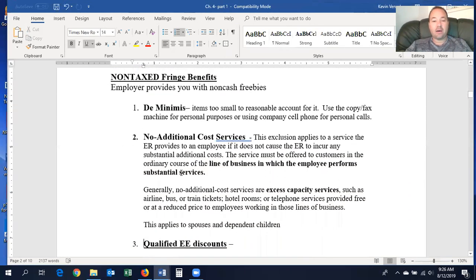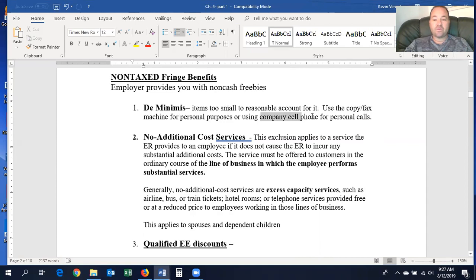All right, there are several items that you can get for free and not have to pay taxes on them. The first one here is items that are just too small and too negligible for your employer to continually add up on your behalf and then tax you. So if you use the copy machine at work to make some personal copies, technically that is income to you. You're getting something for free, basically, that you're wasting company resources.